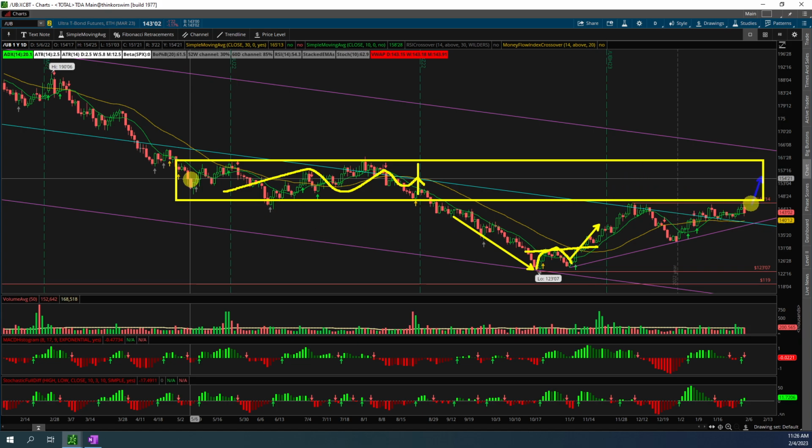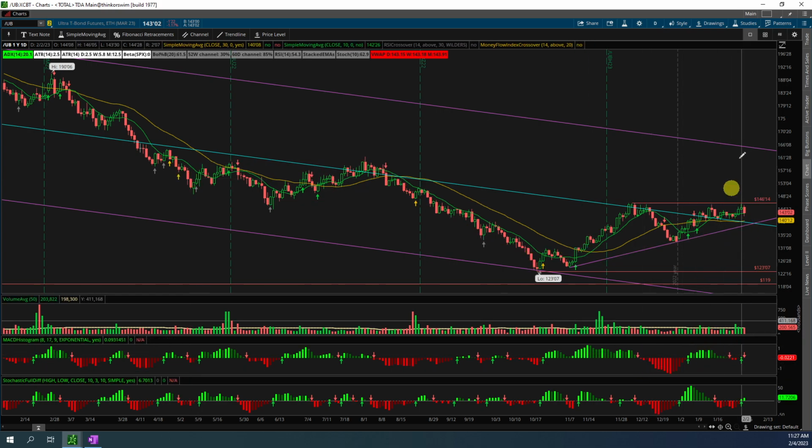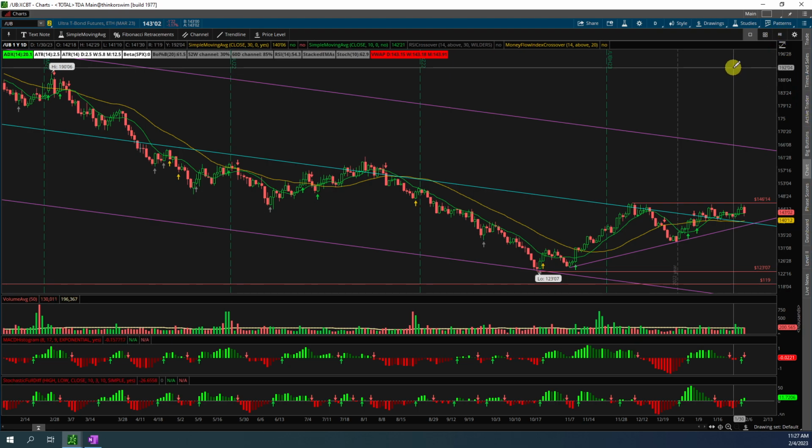I wouldn't be surprised if it makes an attempt to go above to 154, but it could also break this line right here and go down. So we'll see what is going to happen. Okay, so I covered all the instruments.